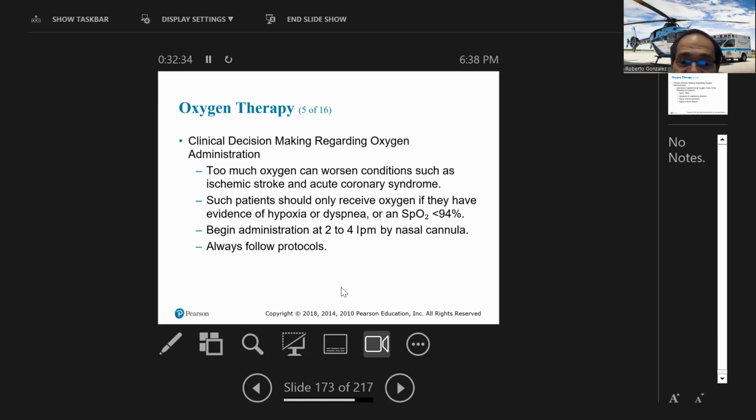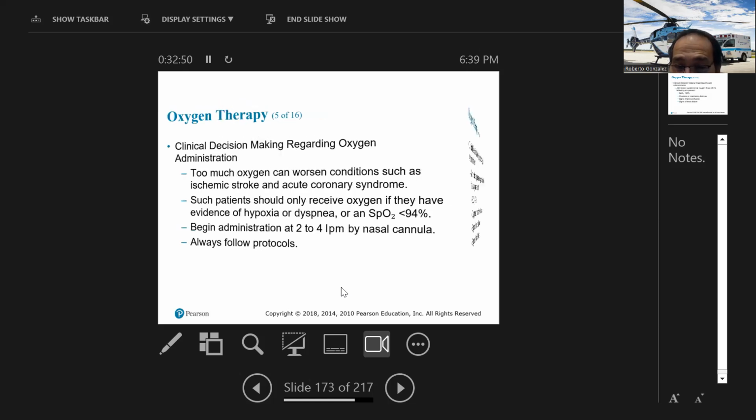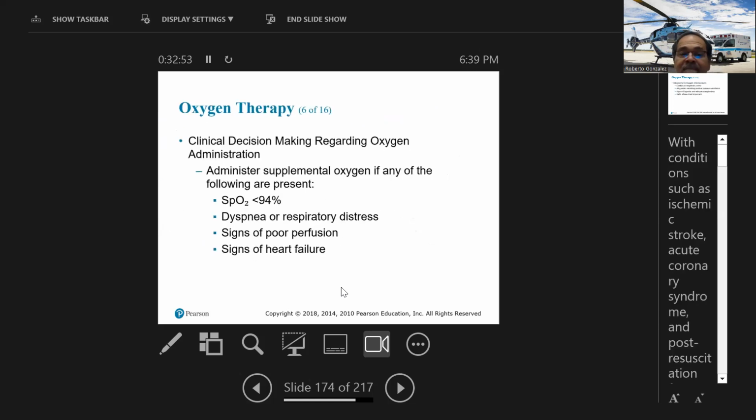Such patients should only receive oxygen if they have evidence of hypoxia or dyspnea or an SpO2 level less than 94%. Begin administration of 2 to 4 liters per minute by nasal cannula. Always follow your protocols. If your protocols say to go up to 6, you can go up to 6. Administer supplemental oxygen and maintain an SpO2 level at 94%. Dyspnea or respiratory distress, signs of poor perfusion, or signs of heart failure itself.